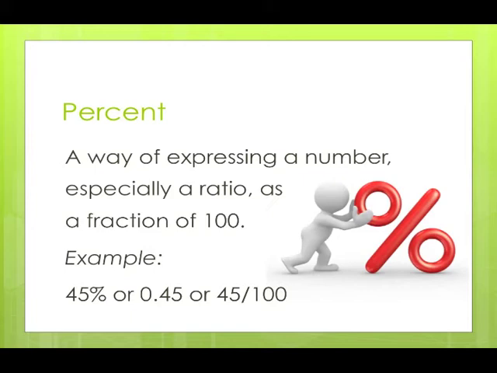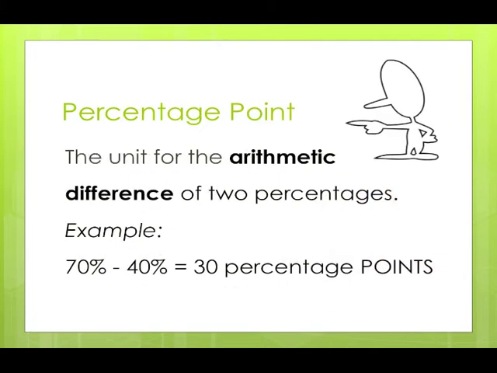Now that we have that settled, Jan, just what is a percentage point? A percentage point is the unit for the arithmetic difference of two percentages. Now that sounds kind of fancy, but it's just the difference. So, subtracting, the difference between 70% and 40%, for example, is 30, but it's not 30%. It's 30 percentage points. So think of it just as the difference, or subtracting one number from another to get the number of percentage points.